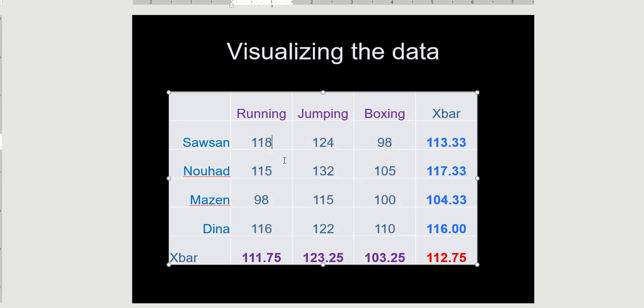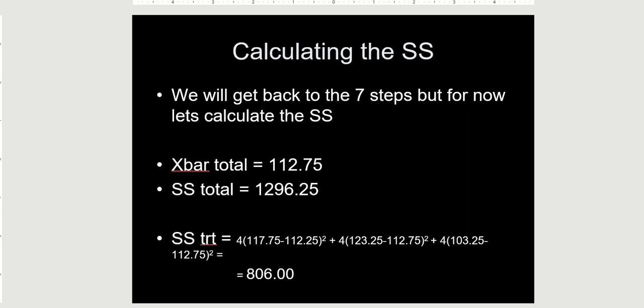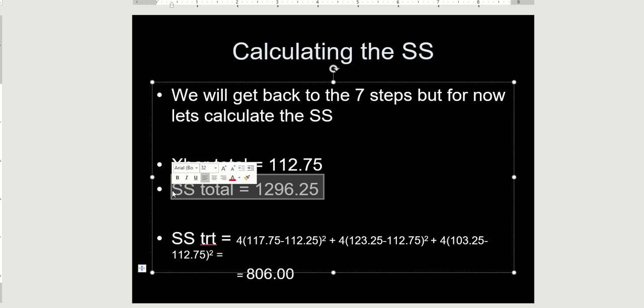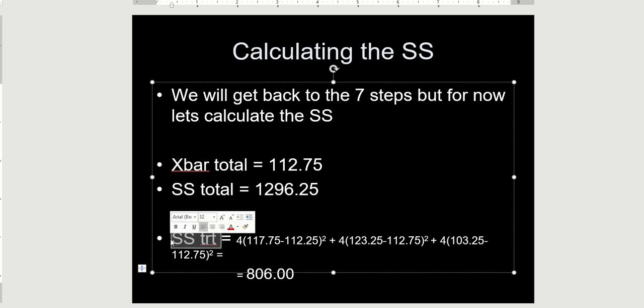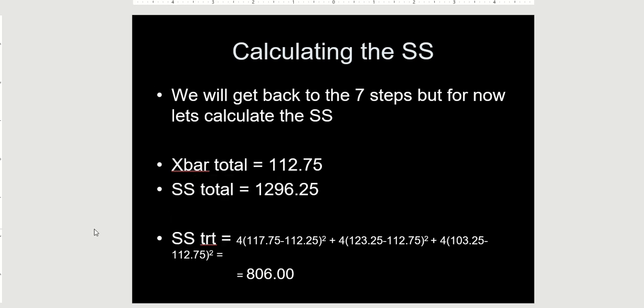118 minus 112.75 squared, plus 115 minus 112.75 squared. So you do it for every one of these 12 observations to be able to get the sum of squares total. For the treatment, we do it exactly the same way we used to do it for blocking.